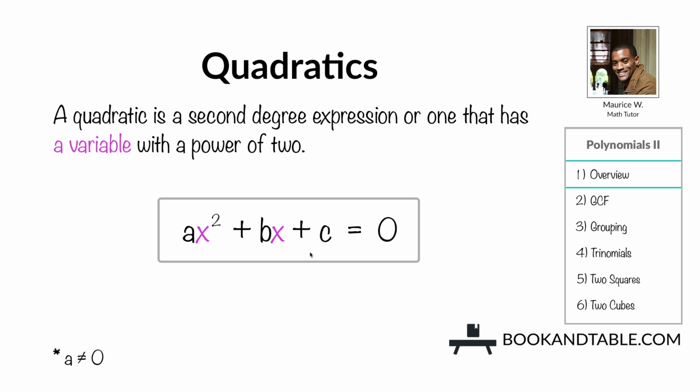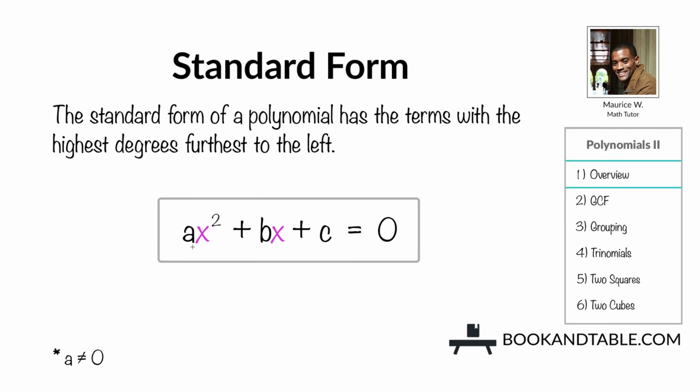And you'll notice here how we've written this expression. We have the term with the largest exponent further to the left. This variable has an exponent of 1, and this term does not have a variable. So you'll see the standard form of a polynomial has the terms with the highest degrees furthest to the left.